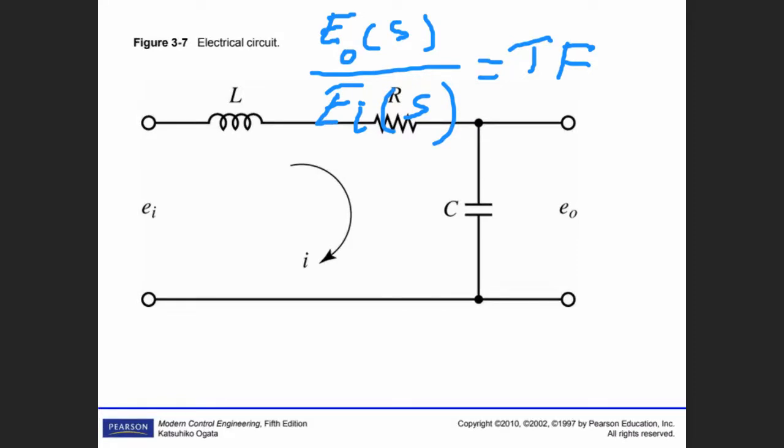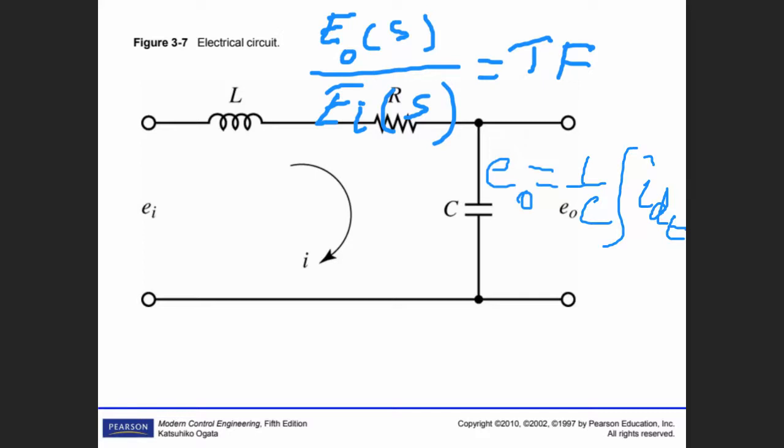One of the equations is this. EO, output voltage, is equal to 1 over C integral I dt. Okay, this is one equation.